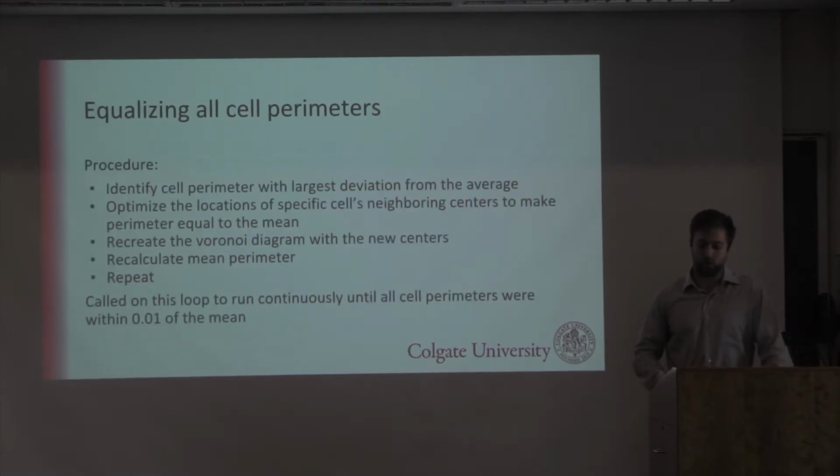The next step was to apply this method and equalize all the cell perimeters, for which we followed the following procedure. First we would identify the cell that deviated the most from the average perimeter. Then we would look at the neighboring cells and optimize their center locations to make the perimeter equal to the mean. Then we would recreate the Voronoi with these new centers, recalculate the mean perimeter, and repeat. We had this run in a loop that would continuously compile, until all centers were within 1%, or 0.01, of the mean perimeter.